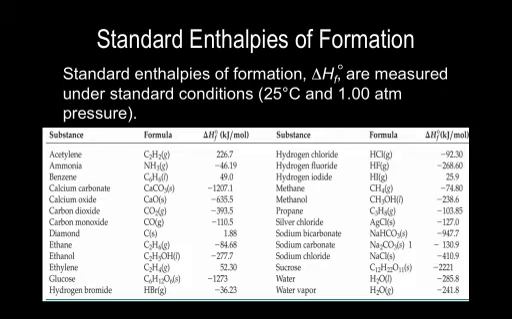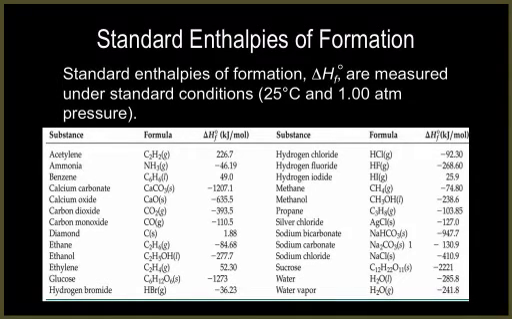Here's an excerpt from a table of standard enthalpies of formation for some different compounds. When you look at this delta H value, a couple things to notice. One is that there's a little f, which stands for formation, because we're talking about a compound being formed from its elements. The other is this little circle, a naught sign, which stands for being measured under standard conditions, which are 25 degrees Celsius and 1 atmosphere pressure. Unless it tells you otherwise, we're going to assume these are all measured under standard conditions.